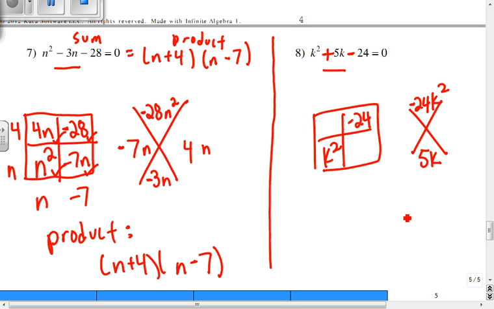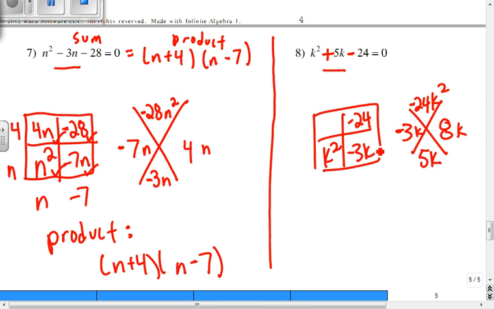Okay, so what multiplies to negative 24k squared? Well, we know we're going to have a negative. We know we're going to have a positive factor because they multiply to a negative. So let's see. What would multiply here? Well, 1 times 24, 2 times 12, 3 times 8. 3 times 8 looks promising. We want our addition to be a positive term, so we need our 8 to be our positive one, and our 3 to be our negative. Let's check. Negative 3k times positive 8k is negative 24k squared, and they do add to positive 5k.